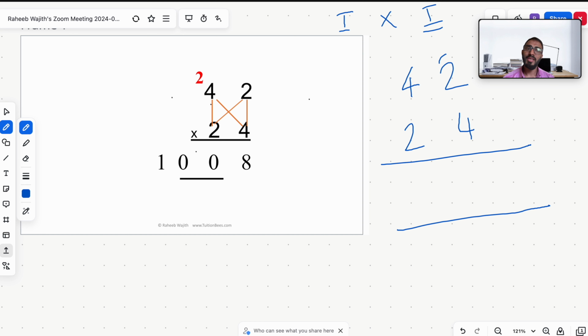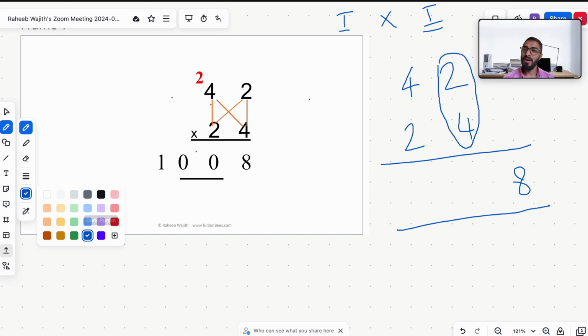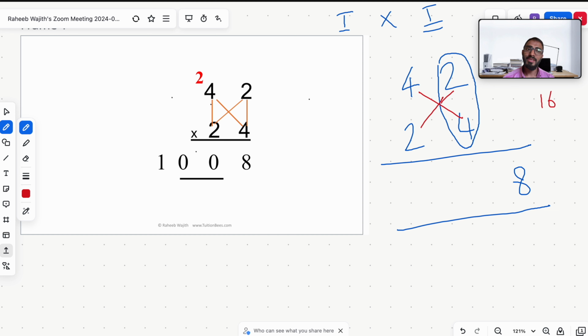The first step is 2 into 4. You get 8. You write here 8. That brings the end of the first step. Now coming to the second step, you cross multiply: 4 into 4, 2 into 2. So 4 4s are 16. I write here 16 plus 2 2s are 4. That gives us 20. So I write 0 here, and this 2 will be carried forward. It's a reminder, so you will be carrying it forward.